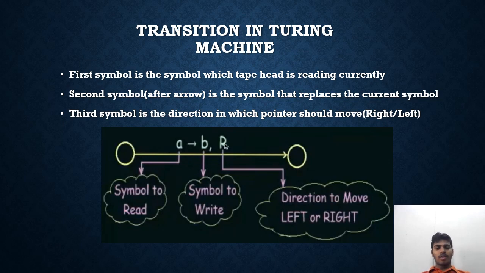Here we can see A tends to B, comma capital R. A and B are the alphabets, and capital R represents moving in the right direction. If there was a capital L, then it indicates moving in the left direction. And small a is representing a symbol to read and small b the symbol to write.